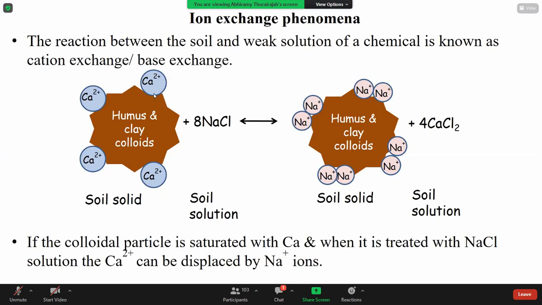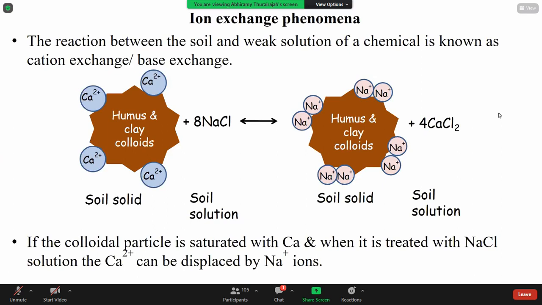This calcium is a divalent cation, sodium is a monovalent cation. So if you want to replace one divalent cation, it needs two monovalent cations. Because this is 2 plus, this is 1 plus. Understand? So this calcium is replaced by the sodium ions here. Then this calcium will come into the soil solution. Understand? This is the cation exchange. This is the basic of cation exchange. Clear?